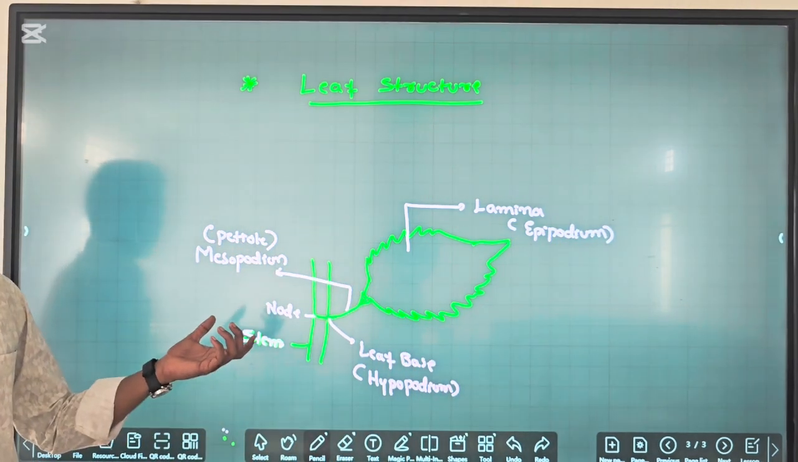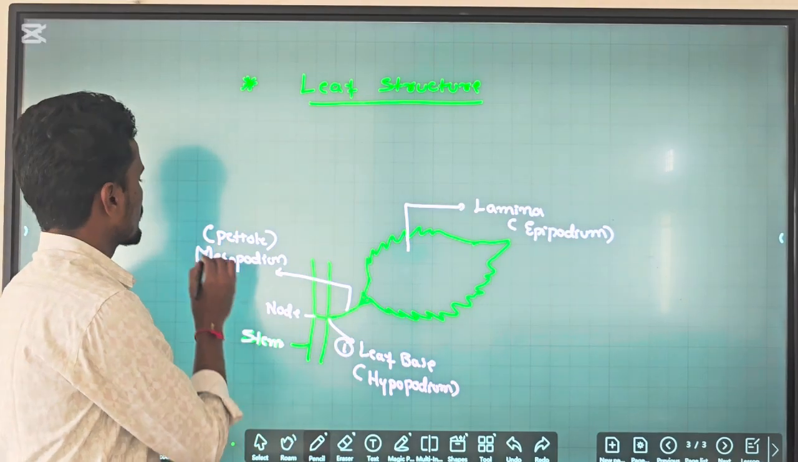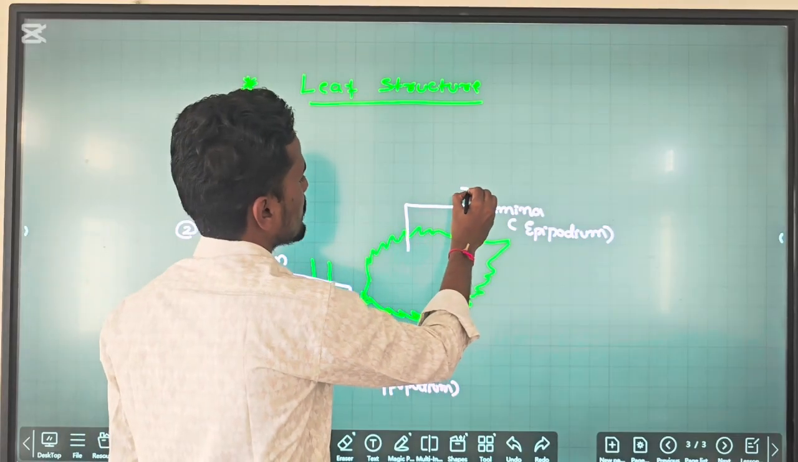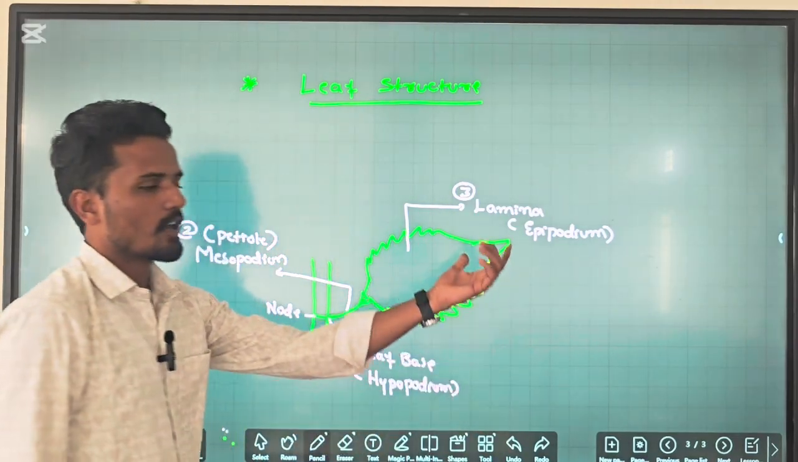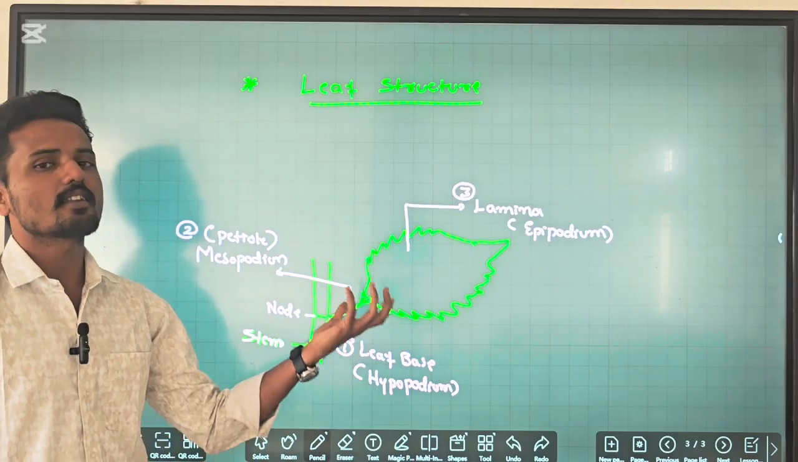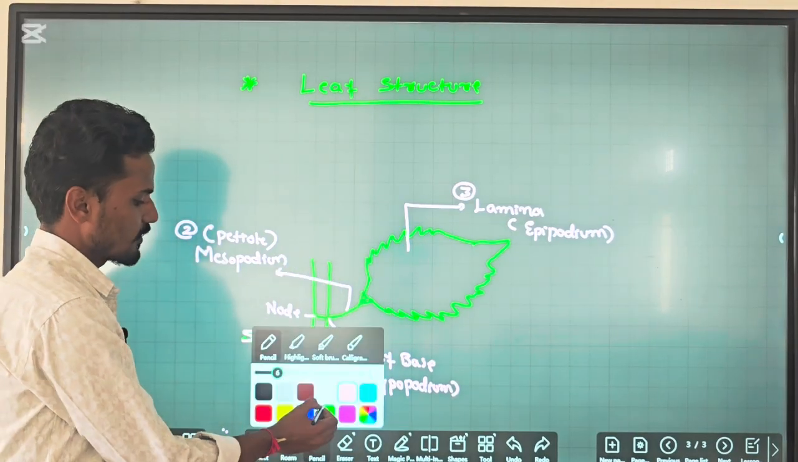So dear students, there are three important portions. One is the leaf base, another is the petiole, or mesopodium. The third is the lamina, or epipodium. Except for these, there are some other important parts that we should also know about.